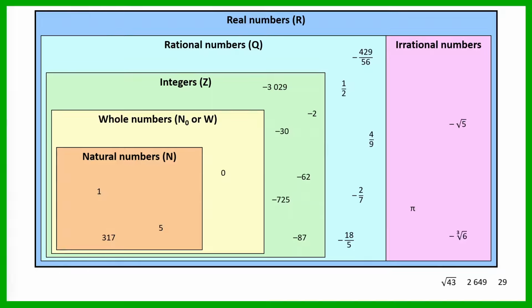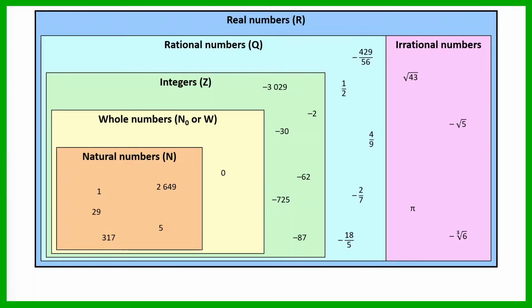And then I've got the square root of 43, the same thing. 43 is not a perfect square, so that is going to be irrational. And then I've got 2,649, that is going to be a natural number because it is not a fraction and it is positive. And then 29 is also a natural number because it's also not a fraction and it is positive.